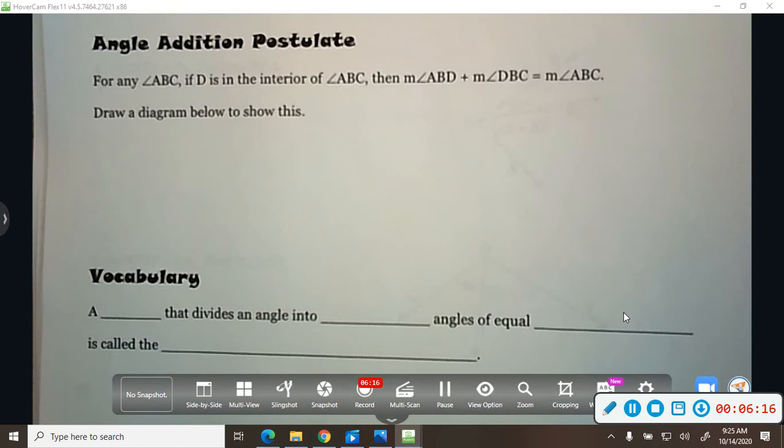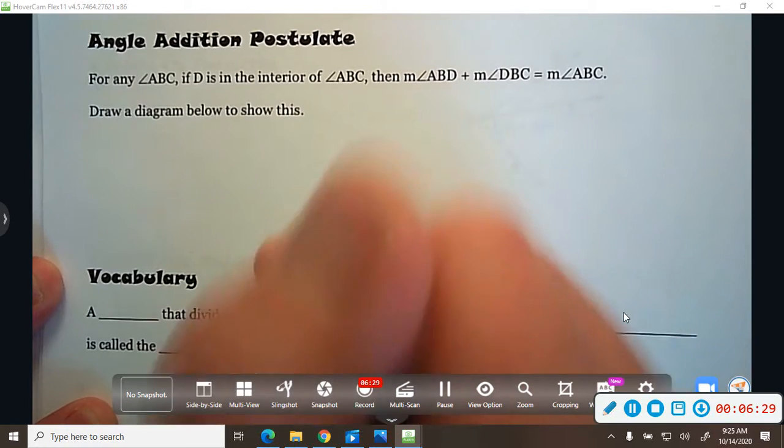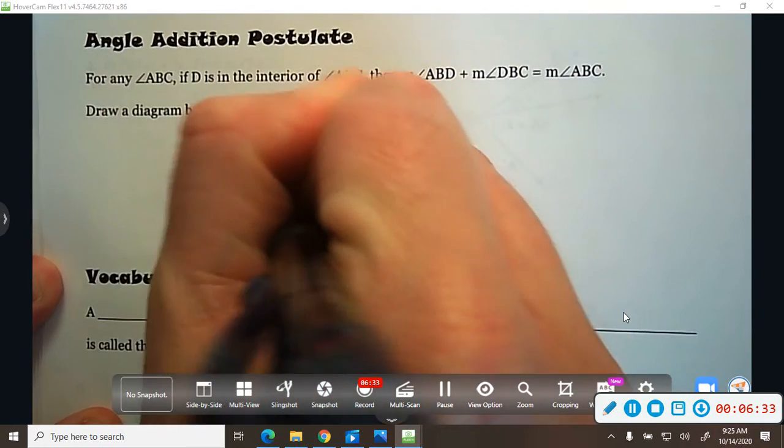So let's talk first about the angle addition postulate. And I'm going to draw a diagram for this. So for any angle ABC, so I'm going to draw ABC. So B has to be the vertex. And then I'll have angle A go this way.